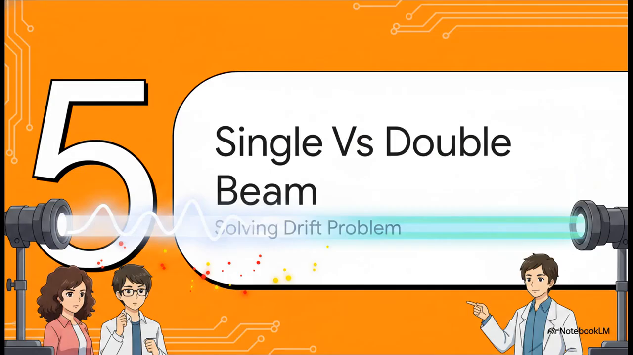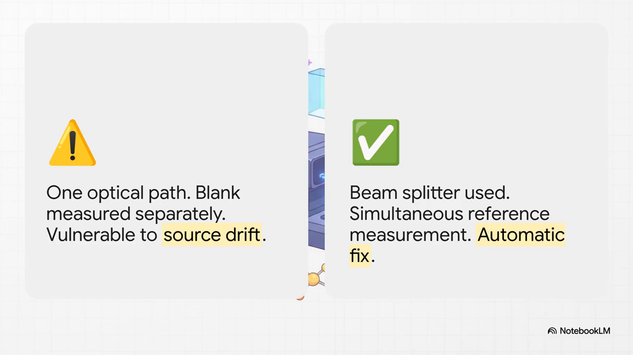It's amazing. Finally, Section 5, Single versus Double Beam, Solving the Drift Problem. Okay, we have all the pieces of our instrument, but we still need to address a pretty fatal flaw in the basic design. What happens if the light source flickers, or its intensity naturally fades over time while you're running a long experiment? This brings us to the crucial difference between single beam and double beam spectrophotometers.